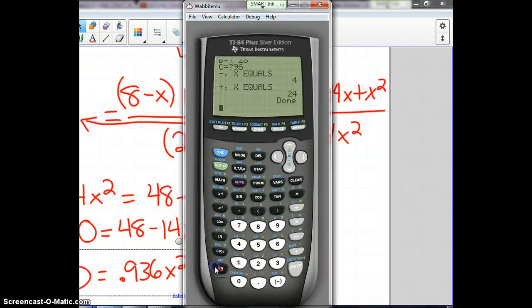All right, so we're going to run our quadratic formula equation again. And for A, we had 0.936. For B, we had -14. And for C, we had 48. Okay, and you see that that gives us 5.32 and 9.63. So let's go evaluate those numbers.